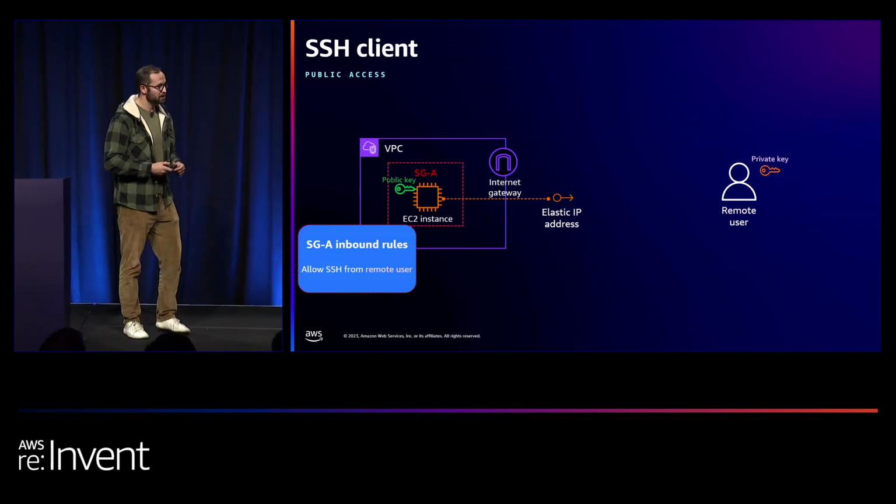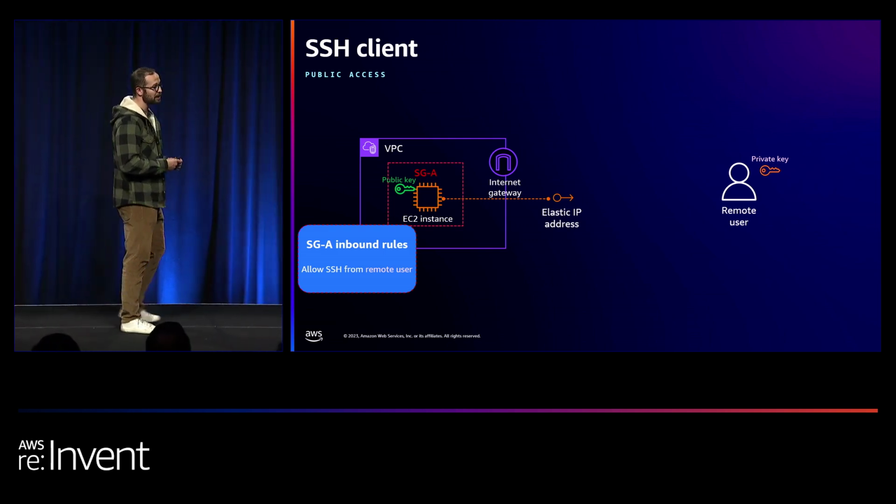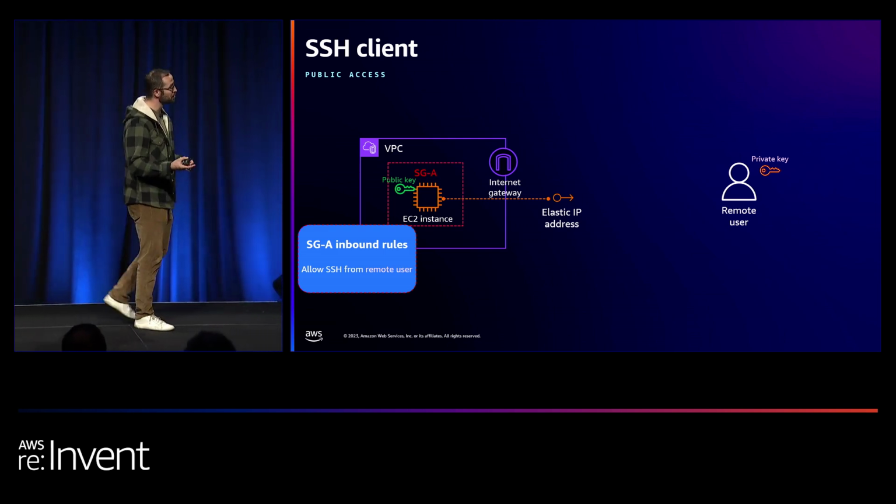And then SSH uses PKI, so there's going to be a private and public key that have to be a pair. The private key is always hidden, and the user only knows about it.